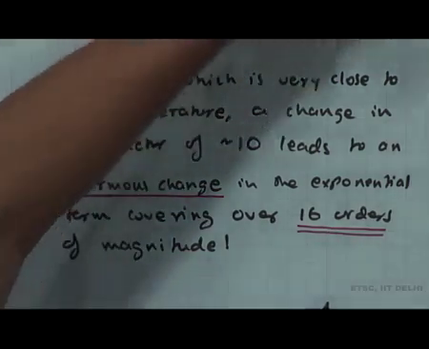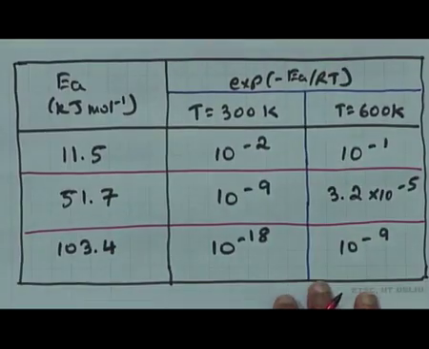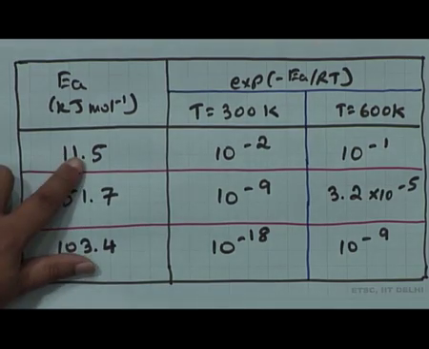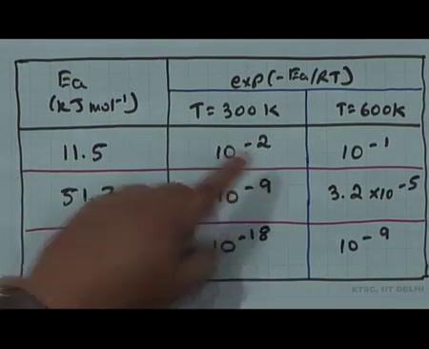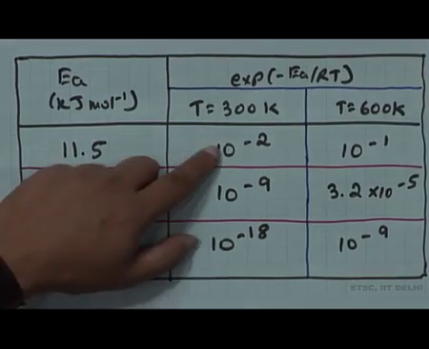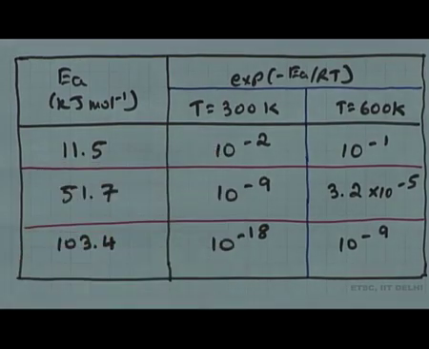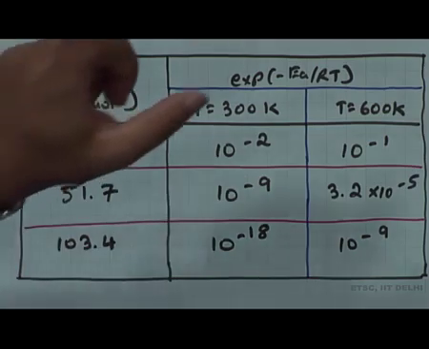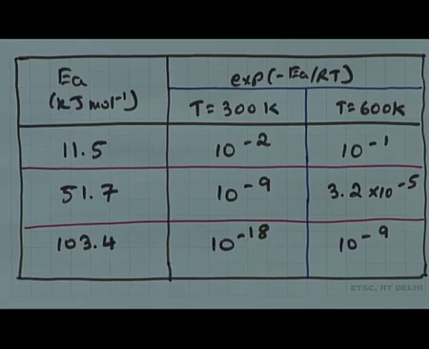Okay. Let us revisit the table. This is what we are talking about. At 11.5 it is 10 to the minus 2, I go to 1 to the 3.4 it is 10 to the power minus 18, 10 to the minus 2 to the minus 18, a factor of 10 to the minus 16, that is the change I am looking at just by a simple change in EA by a factor of 10, because this is such an enormous change.